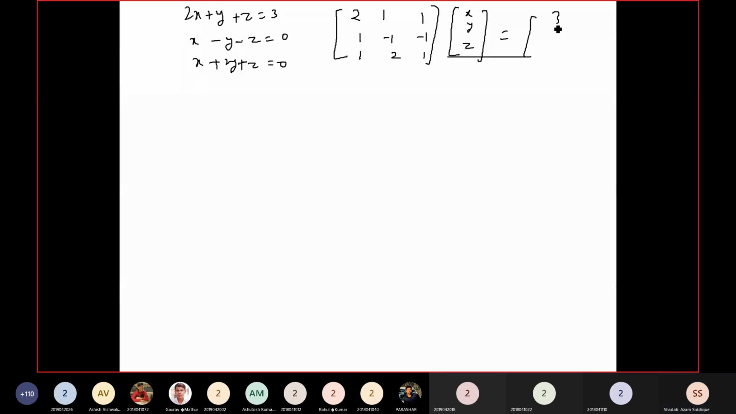So what will happen if you write in matrix form? You can have this matrix 2 1 1, again 1 minus 1 minus 1, and 1 2 1. So this is the A matrix which is given here, and the X matrix is X, Y and Z. And the B matrix which is given here is 3 0 0. So this is the matrix we got. Now, we are trying to find X, Y, Z using Cramer's rule.